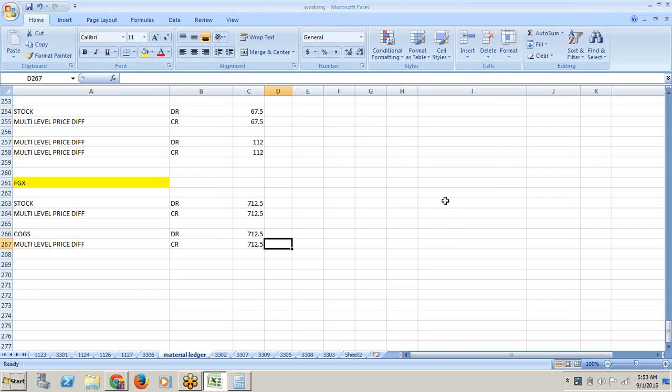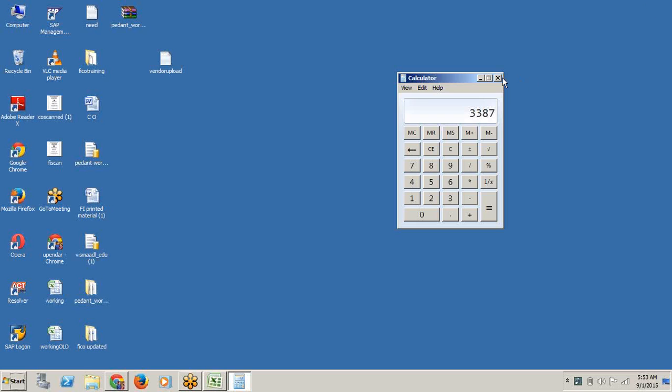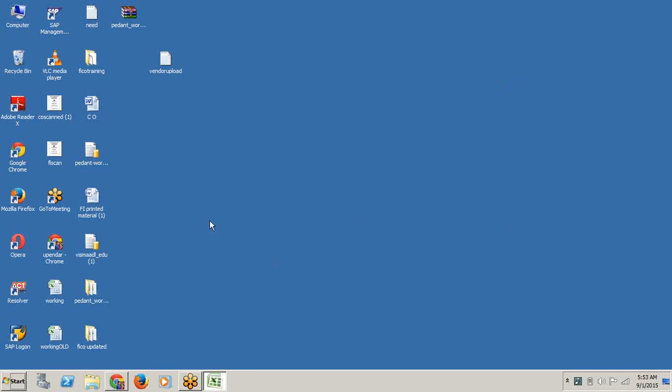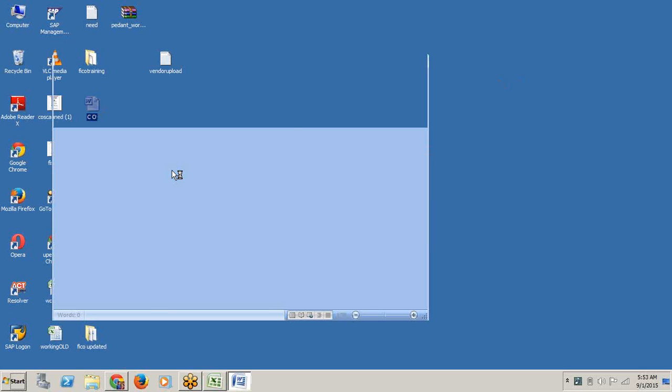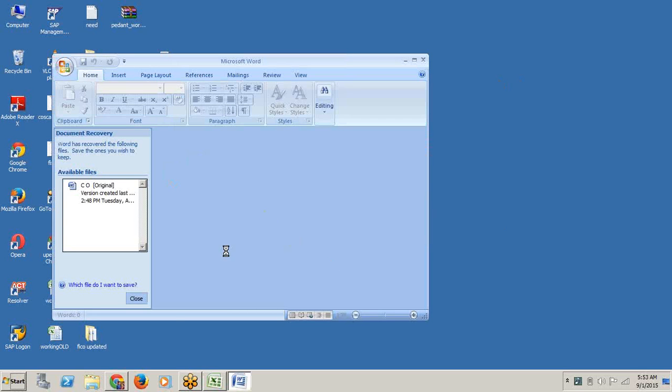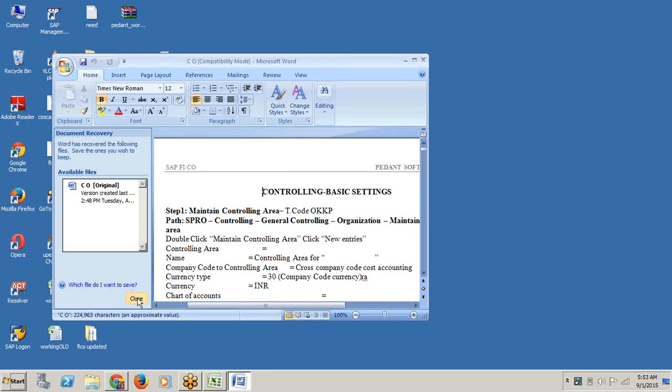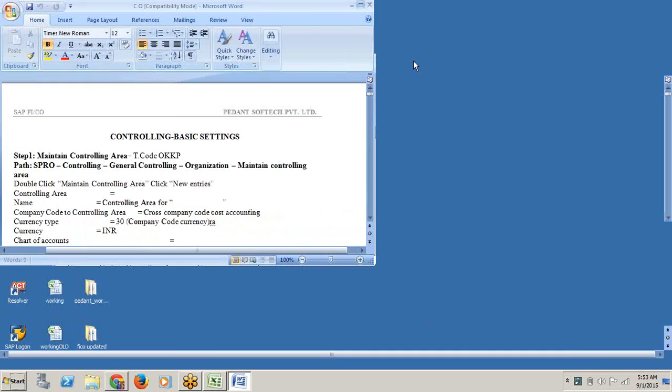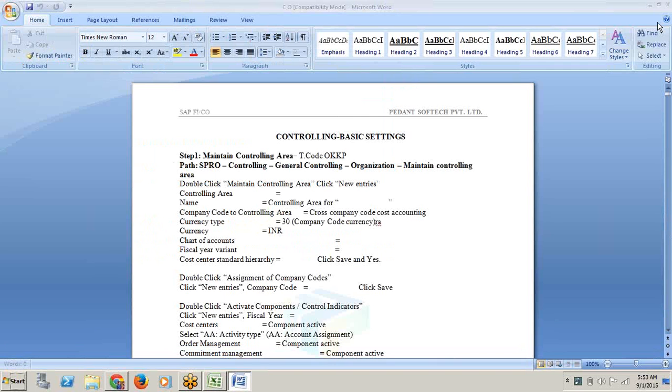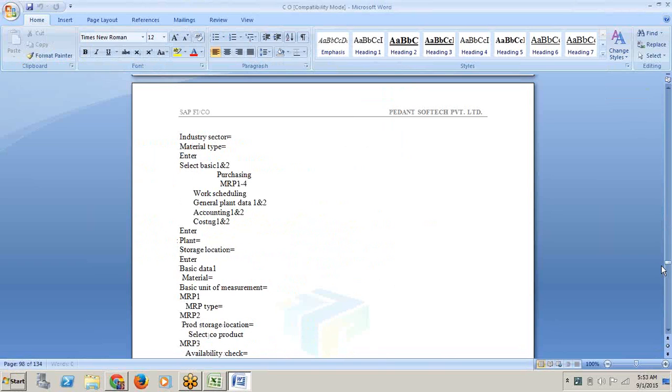Okay. So from tomorrow onwards, this is just introduction. So all these things, whenever we are executing in the system, we will verify with our calculations. So from tomorrow we'll start configuration. Yeah, I'm stopping it here. From tomorrow onwards, we'll start configuration.